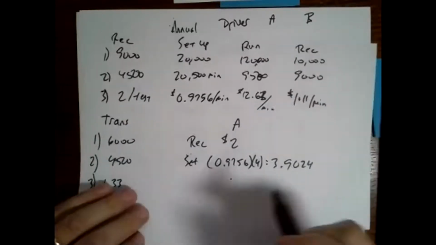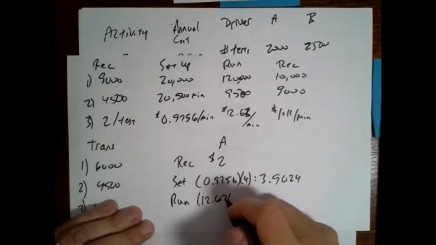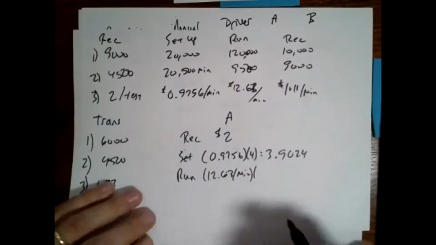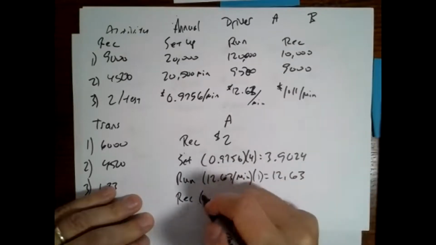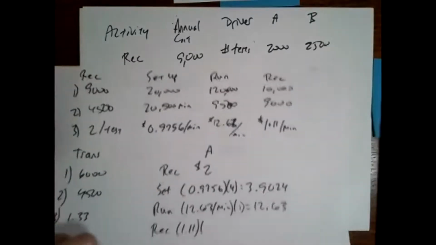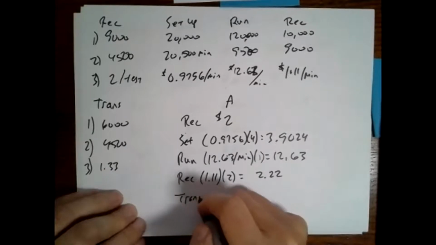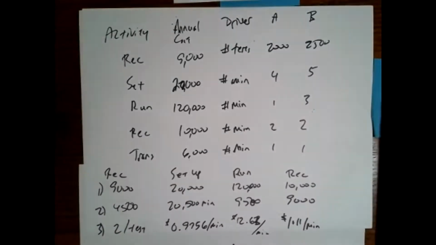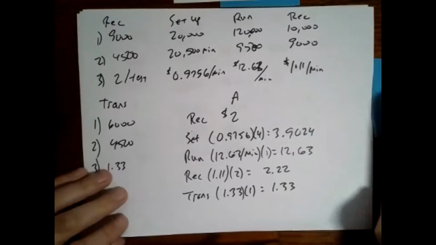Then we want to move on from setup to run. Run is 12.63 per minute, times, for A, running is 1 minute. So that's 12.63. Then recording is $1.11 per minute. Recording takes 2 minutes. So that's 2.22. Next is transmit. Transmit costs 1.33, and A uses 1 minute of transmission. So that is 1.33.